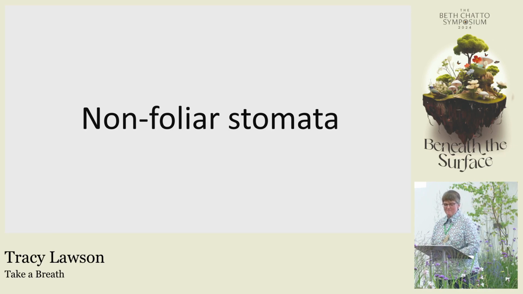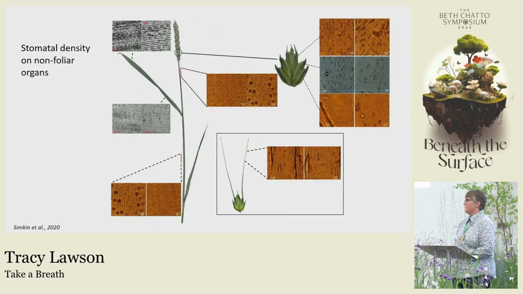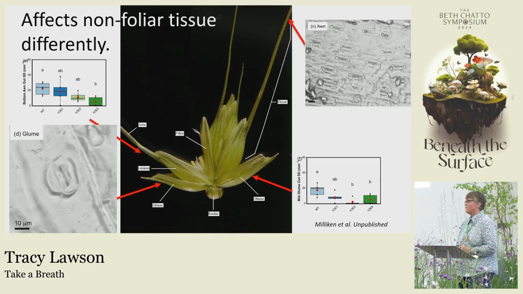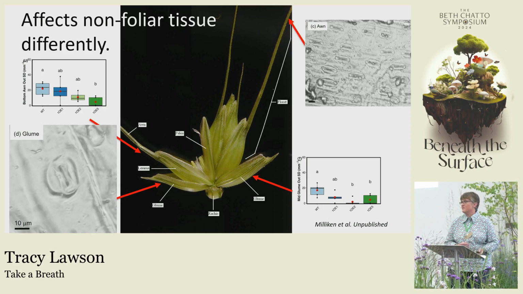But the other thing is non-foliar photosynthesis. I've mentioned that we always look at stomata on the leaves. Of course, they're also found on lots of different parts of the plant. They're found on the stems, they're found on the ears of wheat, etc. And so we've been really interested in looking at non-foliar tissue. And you can see that if we look at the ears or the spikelet of wheat, these awns here have lots of stomata. There's about 300 per millimeter squared on these awns.